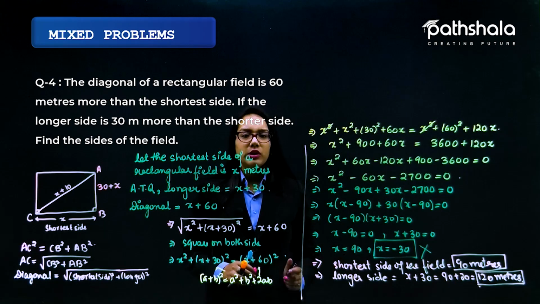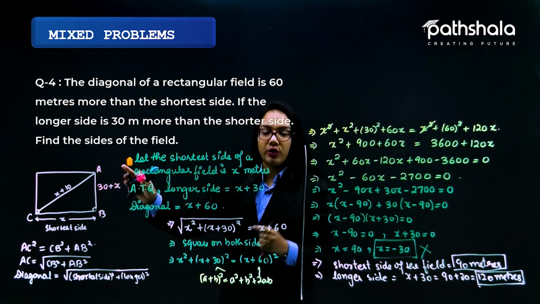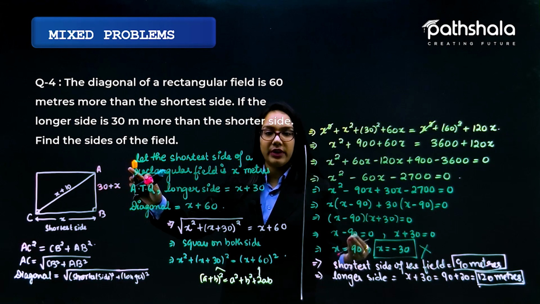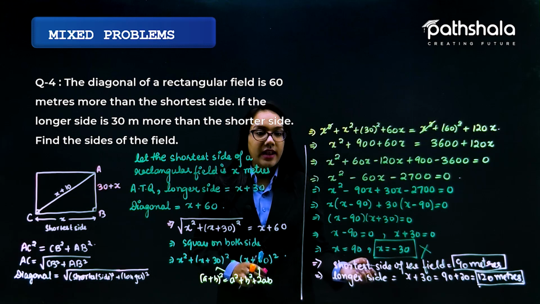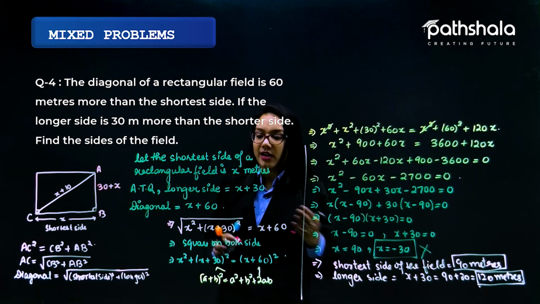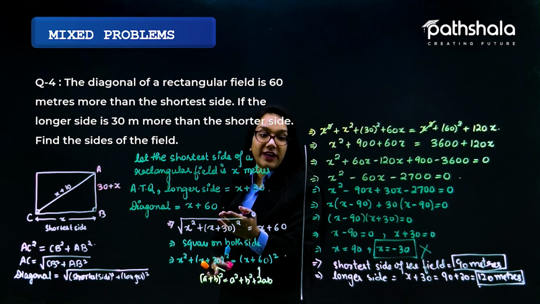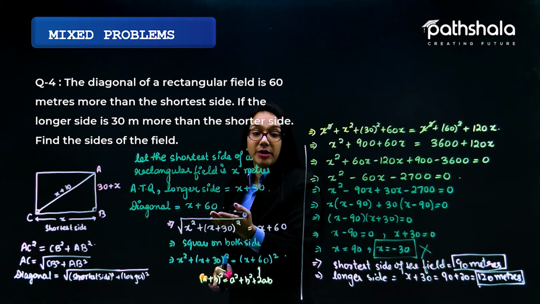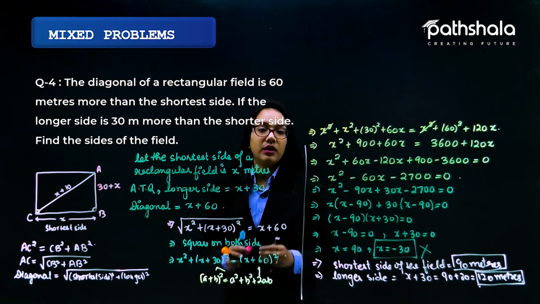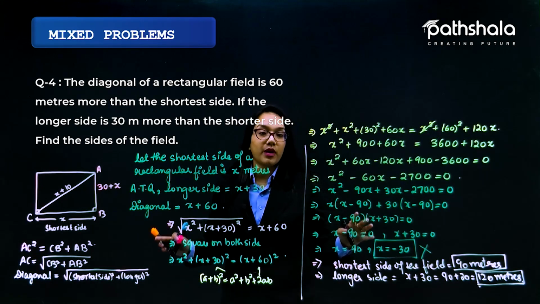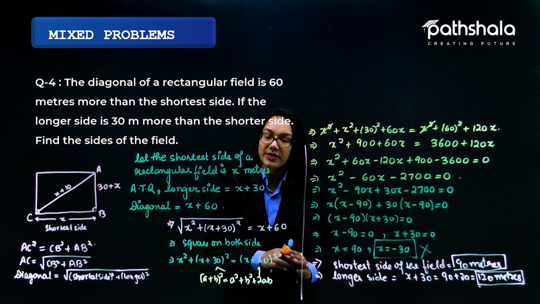Now let's just talk about the diagonal. First of all, as it is given to us that we wanted to find out the sides of the field, so actually we have already found the shortest and the longer side. We can also find the diagonal using this particular concept. As we know, the diagonal is x plus 60. We can substitute the value, 90 plus 60, over here and we can find the length of the diagonal as well. So this is all about question number 4. I hope all the steps related to this question are clear to you.